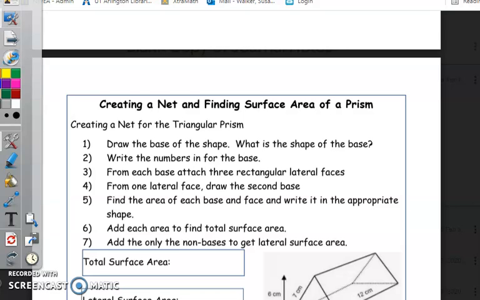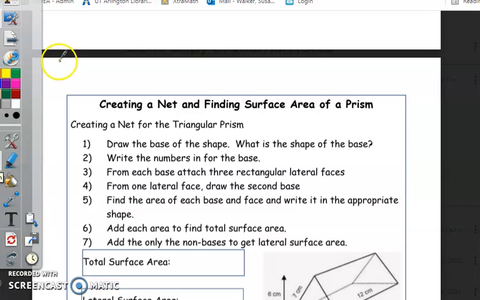Hey guys, we are going to start working on surface area. So I thought I would try to talk you through the difference between the two types of surface area we're going to focus on, and volumes.